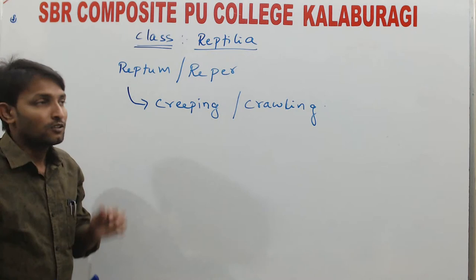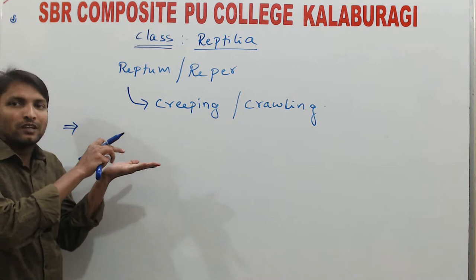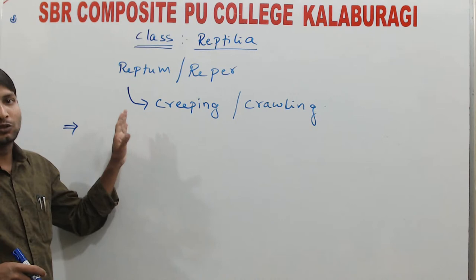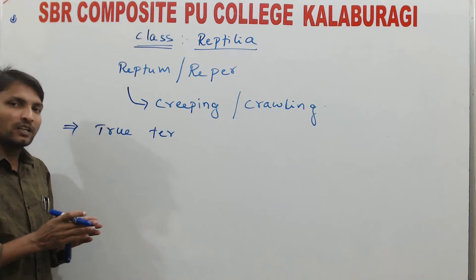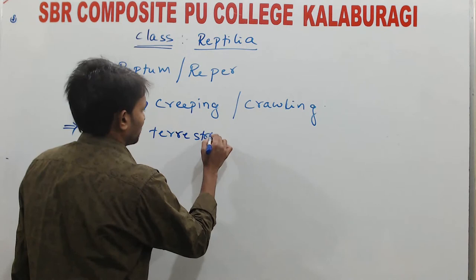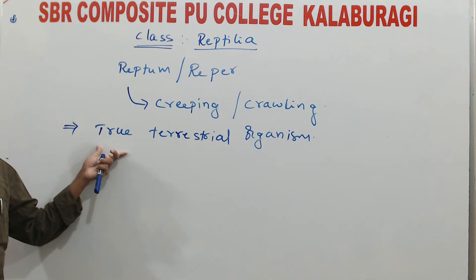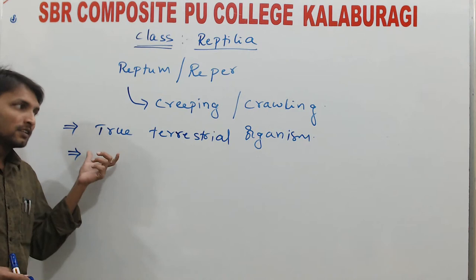If you see the first thing, amphibians are from the aquatic form, and half of the lifetime they spend in the terrestrial habitat. But these are the organisms, in evolution, the first true terrestrial organisms. True terrestrial means the complete development and reproduction, the complete life cycle, you can see in a single habitat. The first true terrestrial organisms are Reptilia class members. Previously the amphibians had to go back to the water again for reproduction and development. But here such a condition is not there.